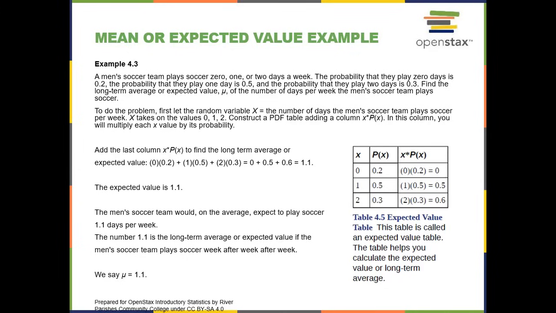The men's soccer team would on the average expect to play soccer 1.1 days per week. The number 1.1 is a long-term average or expected value if the men's soccer team plays soccer week after week after week. We say mu is equal to 1.1. So the message from here is, the mean is equal to the expected value.